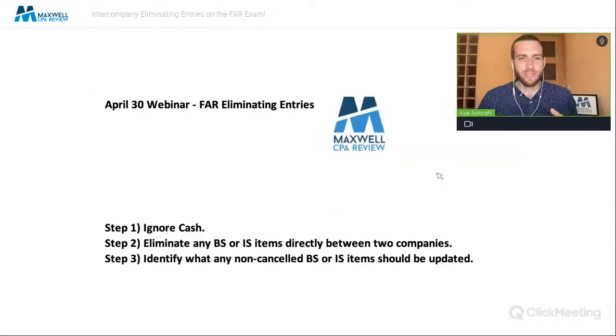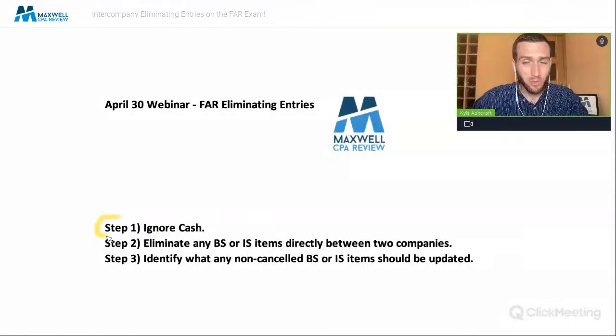We're going to follow this three-step process with these journal entries. So I'm just going to briefly explain it here. So the first step we're going to do is we're going to ignore the cash between the parent and the subsidiary. We're not going to worry about cash.